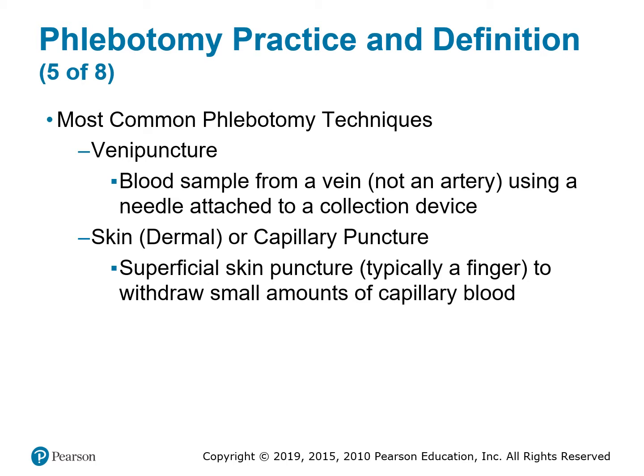There are two common phlebotomy techniques that are extensively covered and central to all phlebotomy practices. We are responsible for doing venipuncture, which is a withdrawal of a venous blood sample from a vein and not an artery. We cannot stick arteries. It uses a needle attached to an evacuated tube system or other collection device. And then we can also do skin punctures, or dermal or capillary, as they are also called, which is the puncturing of a finger with a specially designed safety lancet to withdraw a smaller amount of capillary blood from the patient themselves.